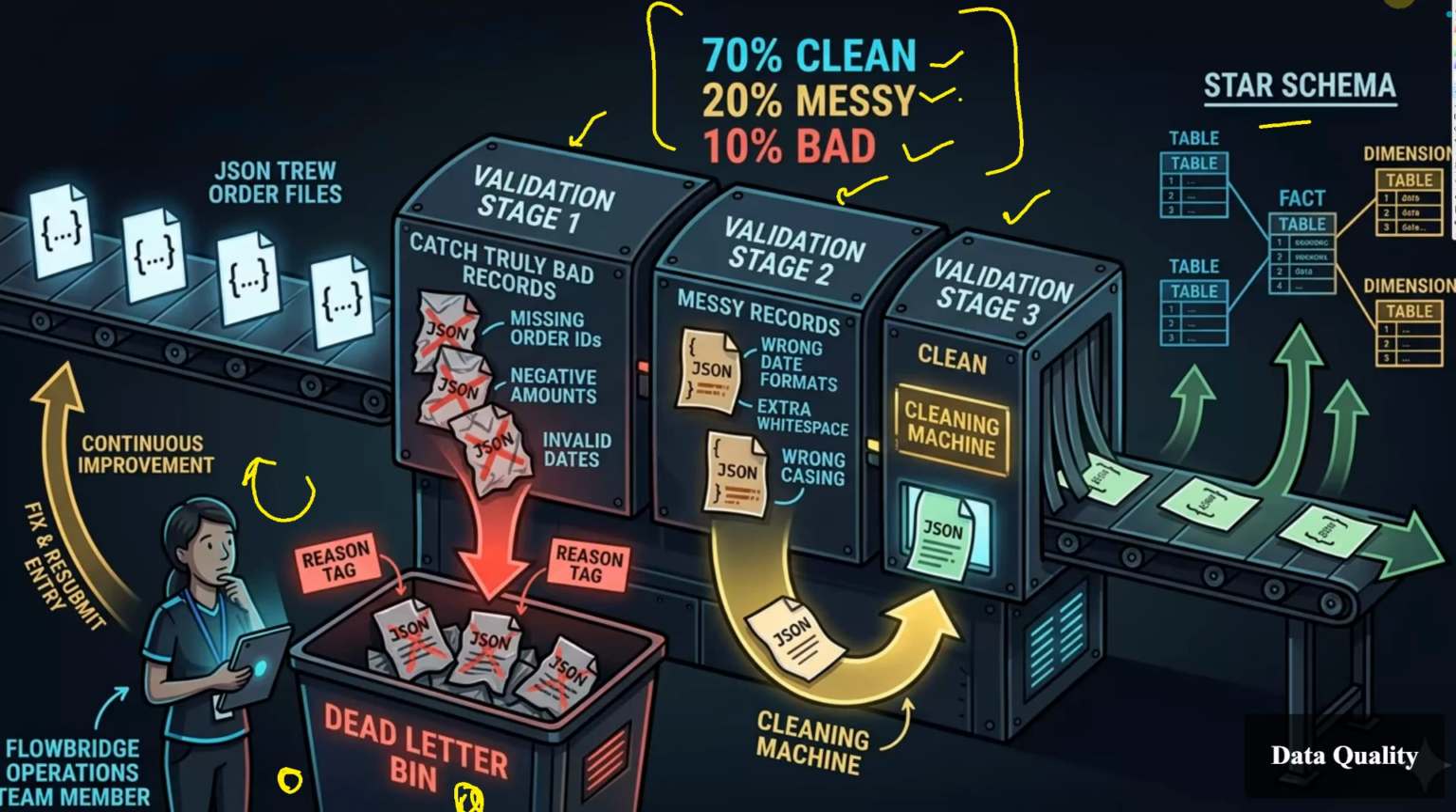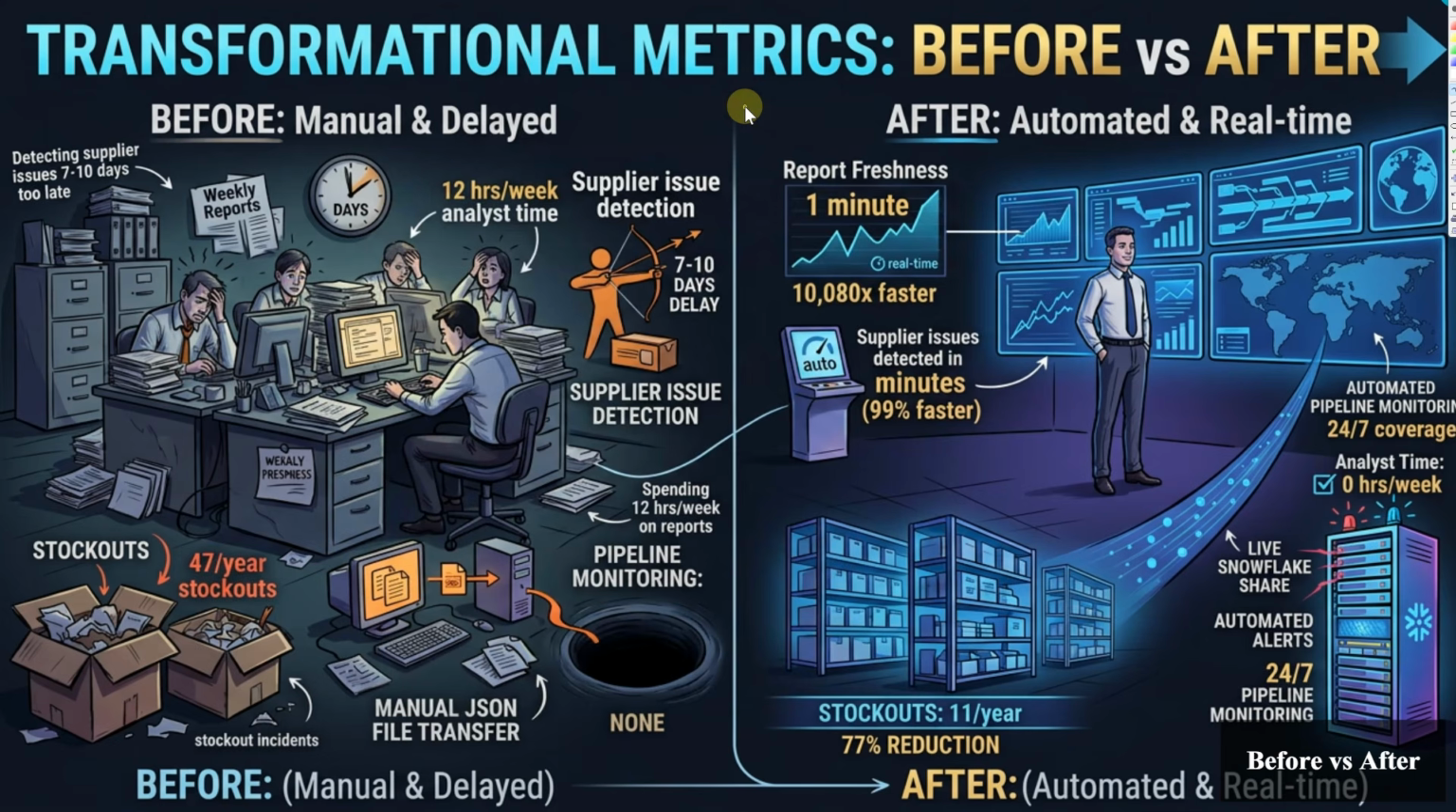Now going forward, this is how our before and after scenario looks. So before, everything was manual and delayed. And this is how the after scenario will look once we create the pipeline and automate everything. So earlier, report freshness was weekly. So data was always 7 days old by the time anyone sees it. Analysts used to spend 12 hours a week on manual reporting. Supplier issues used to take 7 to 10 days to detect exactly what had happened.